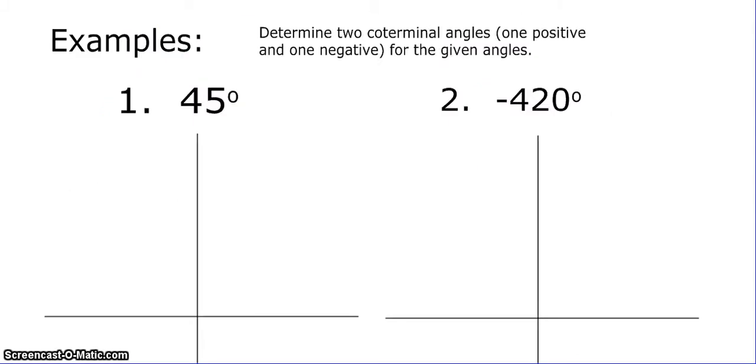Okay, now I want you to do the same thing for these 2 angles, but we're in degrees, so I want to keep our answers in degrees. So we want to determine 2 coterminal angles, one positive and one negative, for the given angles in degrees.